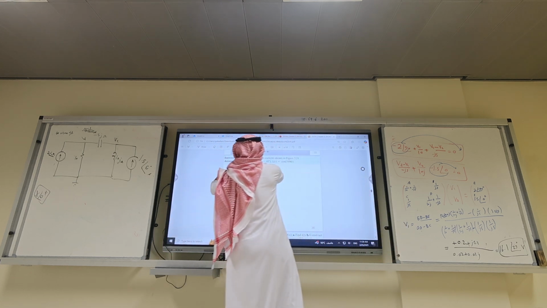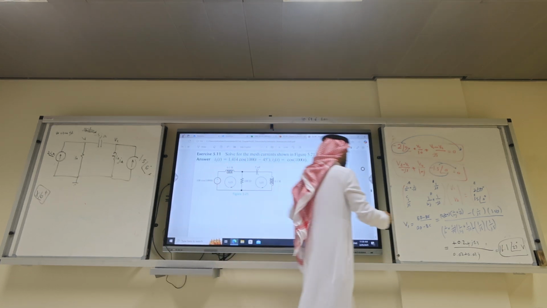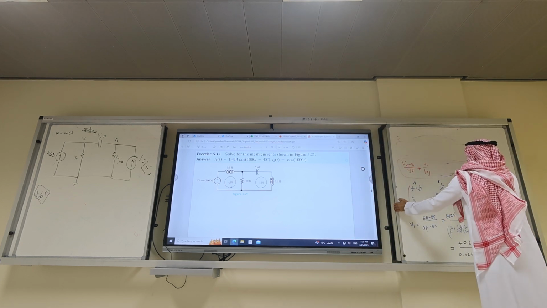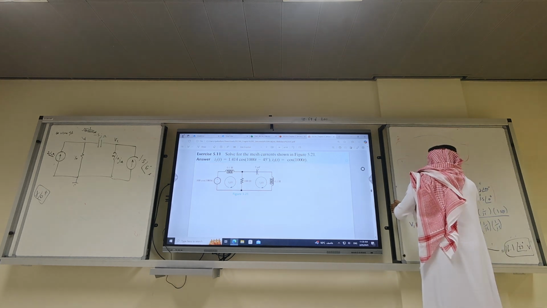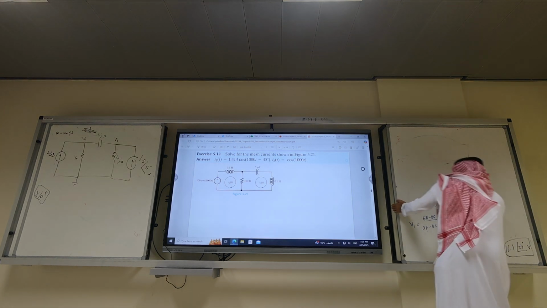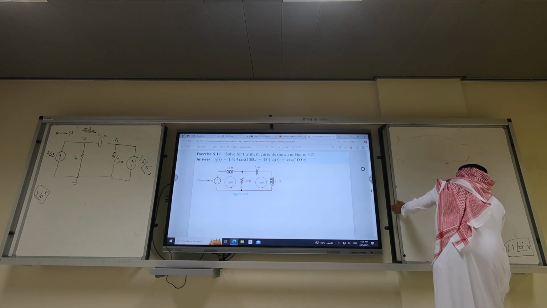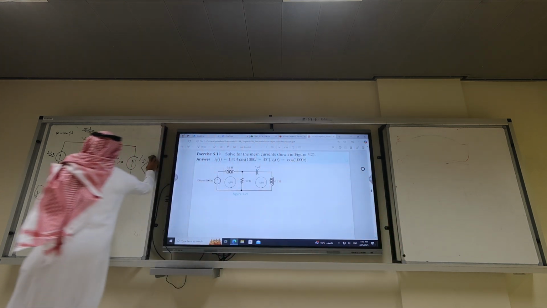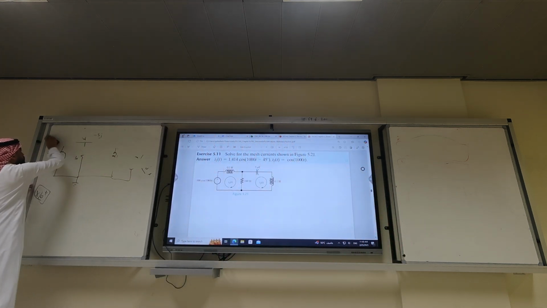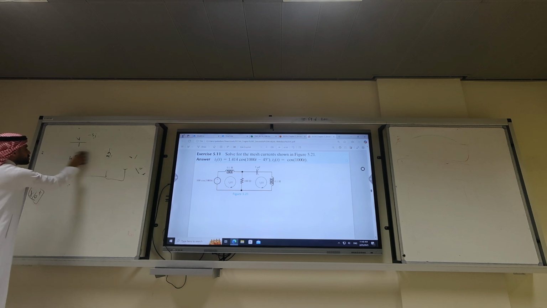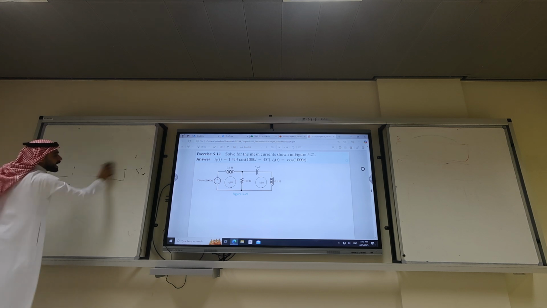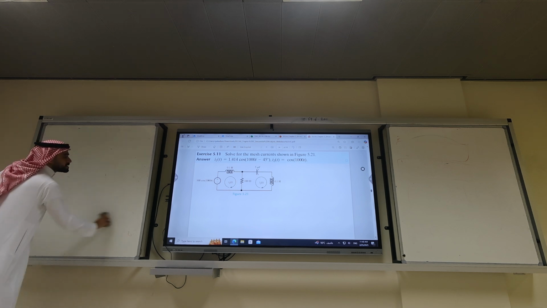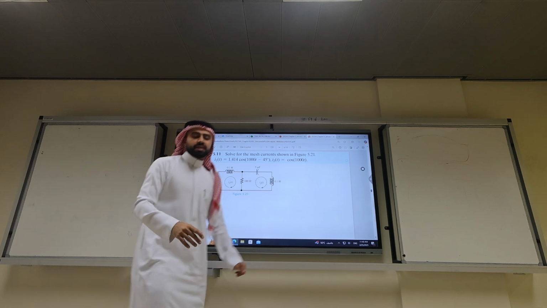Mesh, your favorite. For the mesh, you also have to solve a system of equations, right? So you have to use Cramer's rule. Here we have two loops, and the question asks, use the mesh method to solve for IA and IB. And IA and IB are always what? Phasors. You can convert from phasor to time domain.